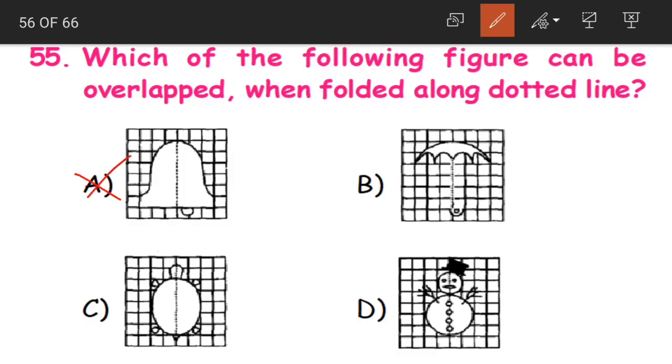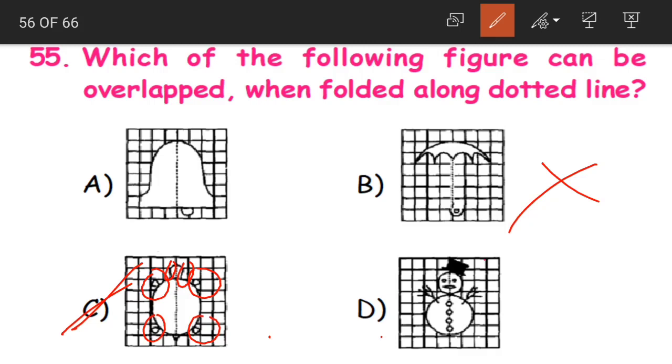Now coming to option B. Even in option B, on the right side we have a small U shape, but on the left side we do not have it. So B also cannot be overlapped. When we come to option C, yes, option C will overlap when we fold along the dotted line. Why? Because both the left and right sides of the figure are exactly the same. So the figure shall overlap when we fold along the dotted line.